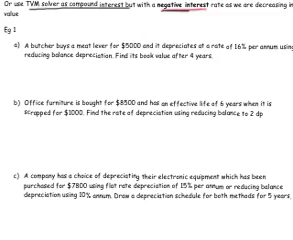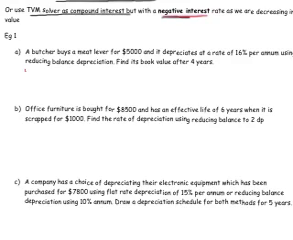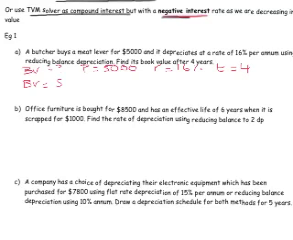Okay, looking at our examples here. The first one, we've got a butcher buys a meat lever for $5,000 and it depreciates at a rate of 16% per annum using reducing balance depreciation. Find its book value after 4 years. So we're trying to find book value. We know purchase price was 5,000. The rate of depreciation is 16% and the time is 4 years. So book value is 5,000 times 1 minus 16 over 100 to the power 4.